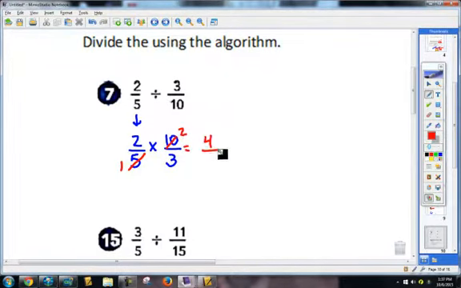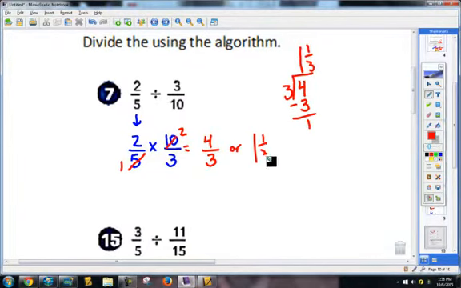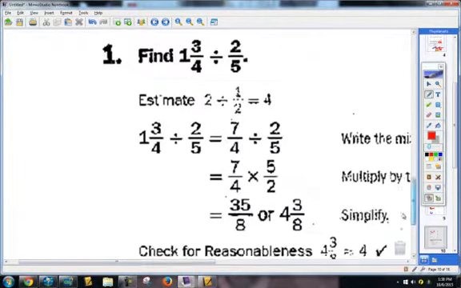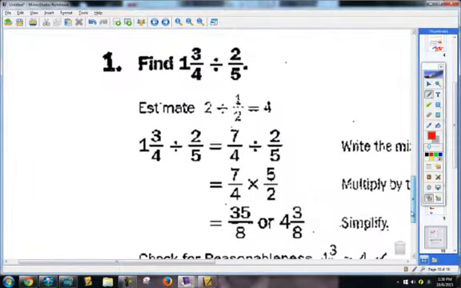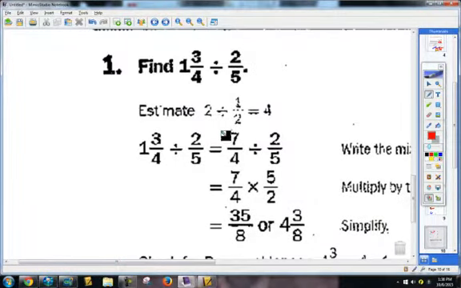Now I get 4/3. Or I can convert it into a mixed number by doing 4 divided by 3. 3 goes into 4 one time. I would have a remainder of 1/3. So 1 and 1/3 either way. Okay. Now I'm going to skip down here. Now here's a mixed number. Now here's what we've got to talk about.